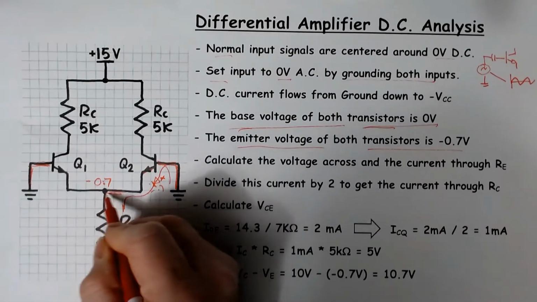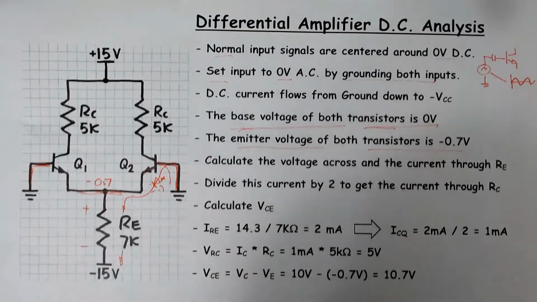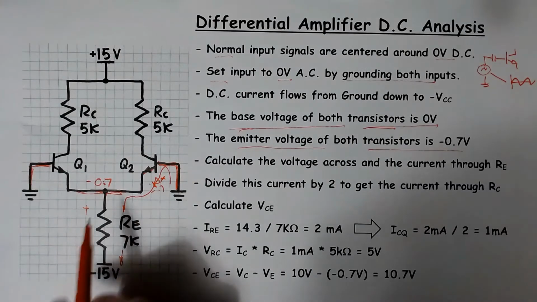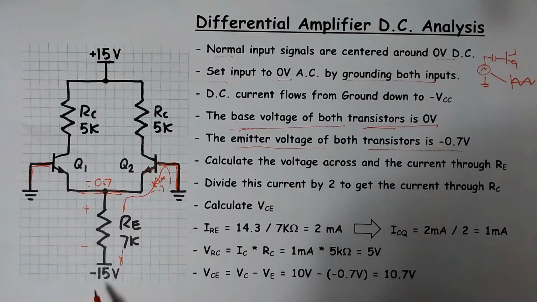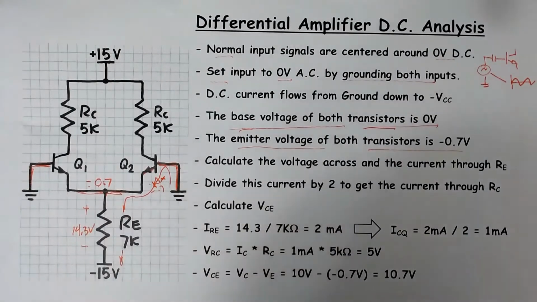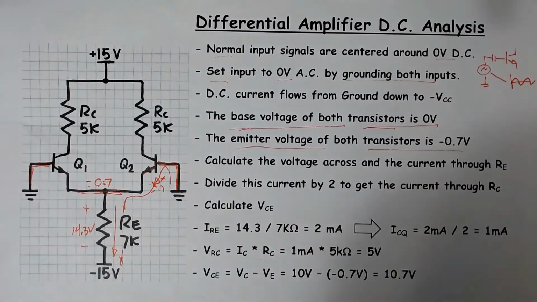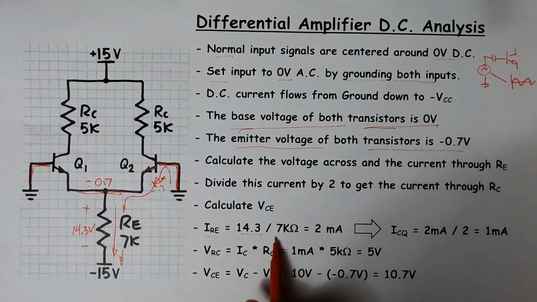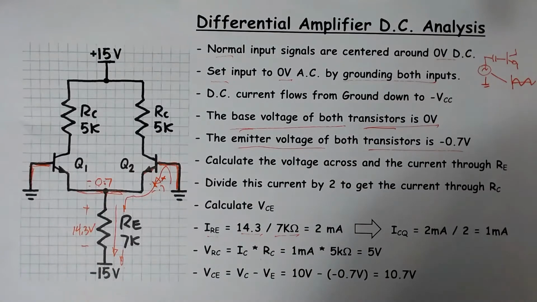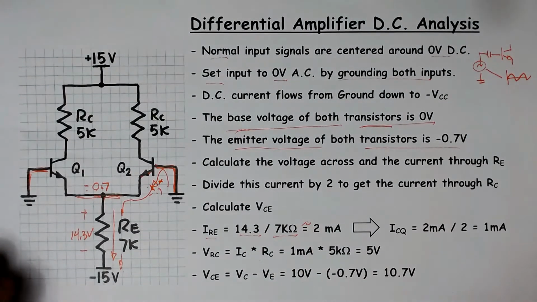Knowing the voltage on the emitter, we can figure out what the voltage across this resistor here, RE, is. I've got minus 0.7 at one end, and I've got minus 15 down at the other end, so there is 14.3 volts placed across that resistor. Now I can figure out the current that's going through that resistor. I can figure out IRE. I can take the 14.3 volts and divide it by the 7 k ohm value of RE, and I come up with about 2 milliamps of current going through that transistor.